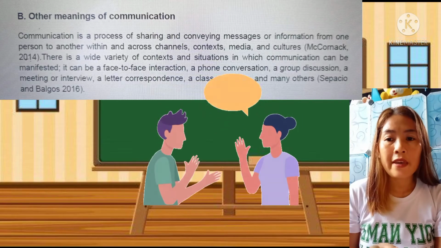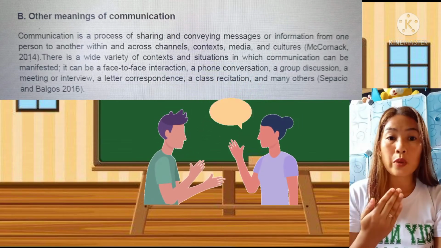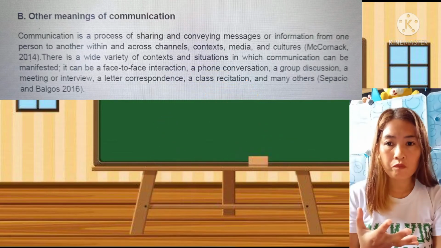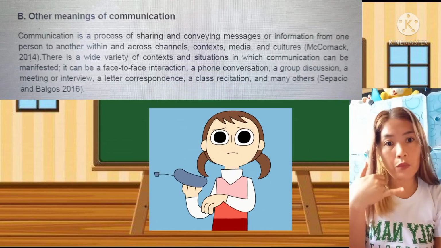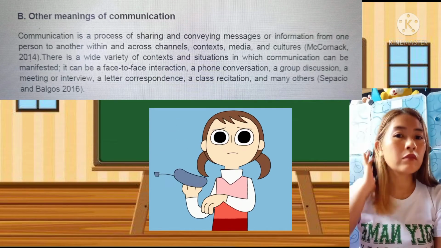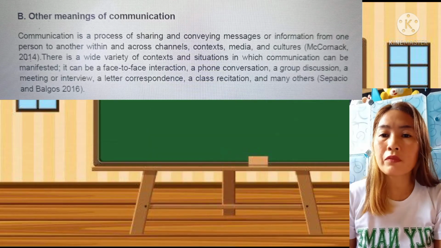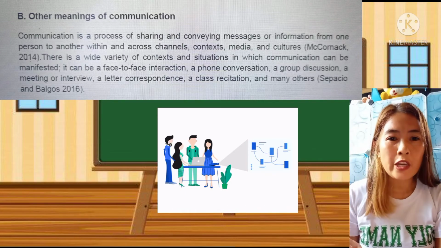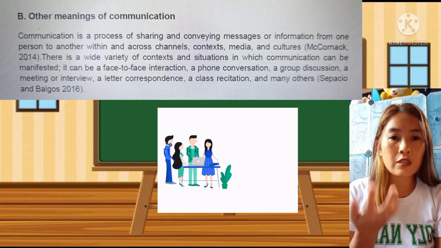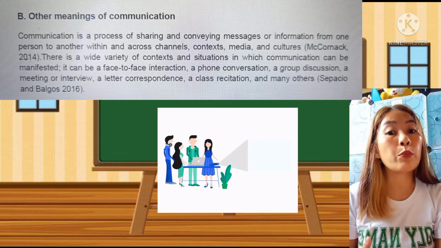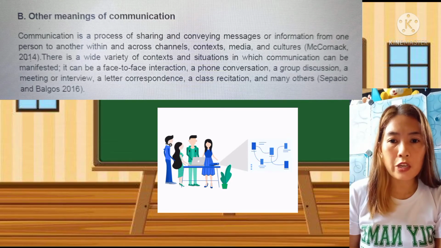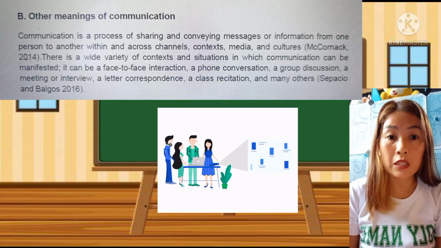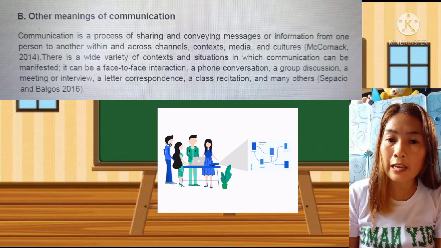It can be a face-to-face interaction, that is when you are talking face-to-face with your friends or your family. A phone conversation, when you are giving a phone call to your loved ones. It can be a group discussion. If, say for example, you have a group activity and you need to discuss it with your group members, how you will do it, right? That is a group discussion. That is also a form of communication. If you do not understand each other, you will not have a project to submit, right?